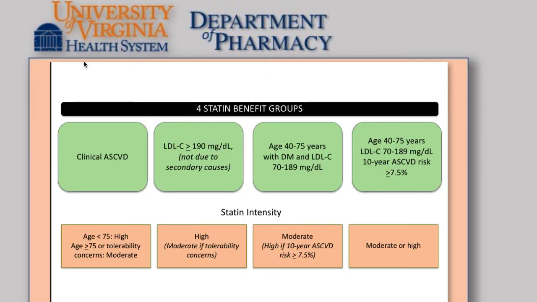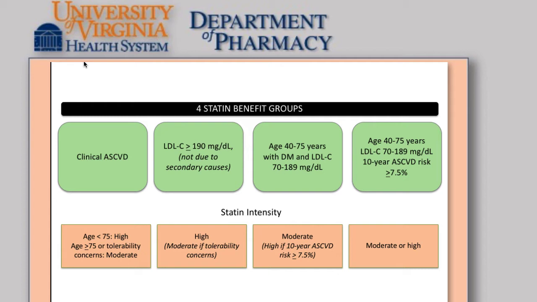When we look at groups that have been shown to have benefit with statins, there are 4 very clearly emerge. One of these is the group with clinical ASCVD, and that's the group that we will focus on today. They should be having a high-intensity statin unless they're older than 75 or have other tolerability concerns, in which case you can consider a moderate-intensity statin.